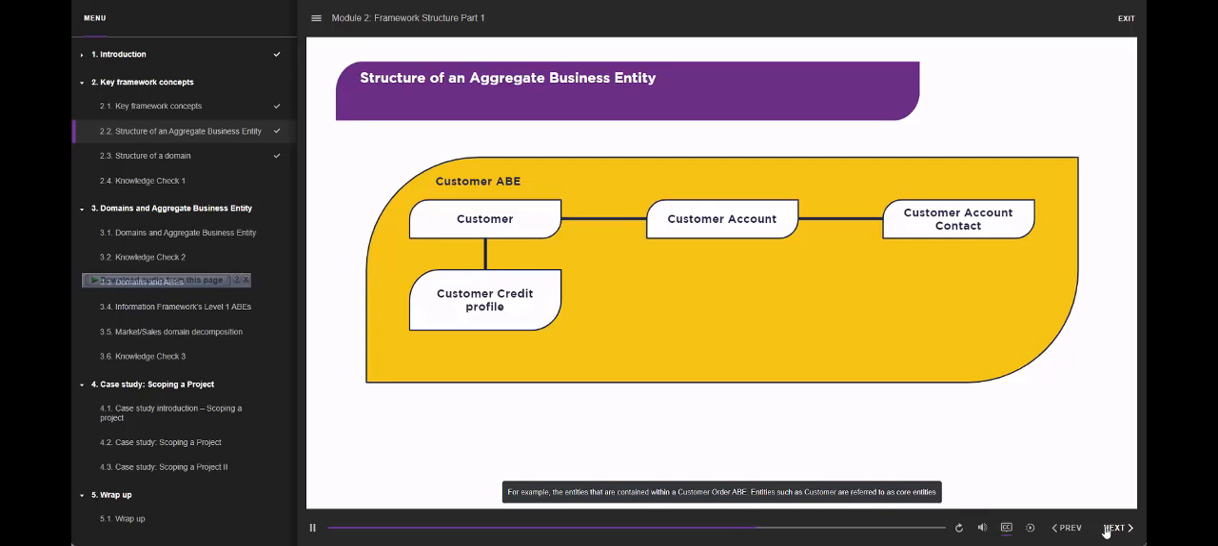For example, the entities that are contained within a customer order ABE, entities such as customer, are referred to as core entities because of the dependencies of the other entities upon it within the ABE. The ABE's name is often the same as the core entity. Here we've shown how the customer ABE was developed, starting with a single entity and growing to a collection of closely related cohesive entities that make up the ABE. This is often the way ABEs are developed. Many people think the framework was developed from the top down, but this is not always the case.